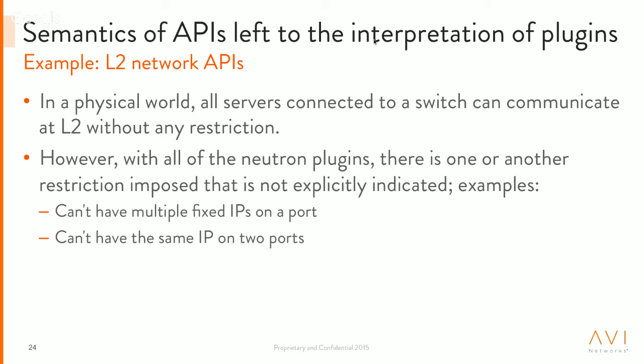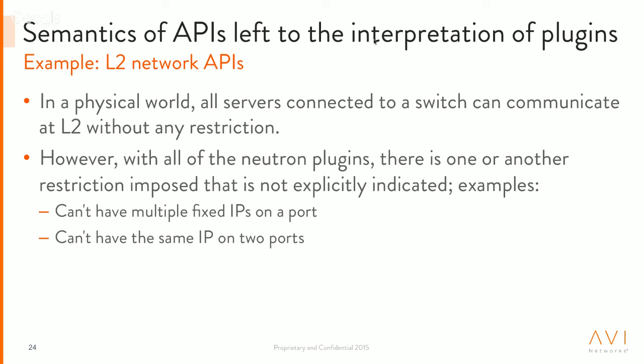Okay. So the rest of it is somewhat of a mix of implementation, and it's mostly talking about the semantics of APIs. As I was saying, the semantics of a lot of APIs is left to the interpretation of plugins. In the case of L2 network APIs, in the physical world, if two machines are plugged into one switch, you can do lots of different things. But in OpenStack, different Neutron plugins have different kinds of behavior depending on what settings are used and so on. So that also poses a lot of restrictions.